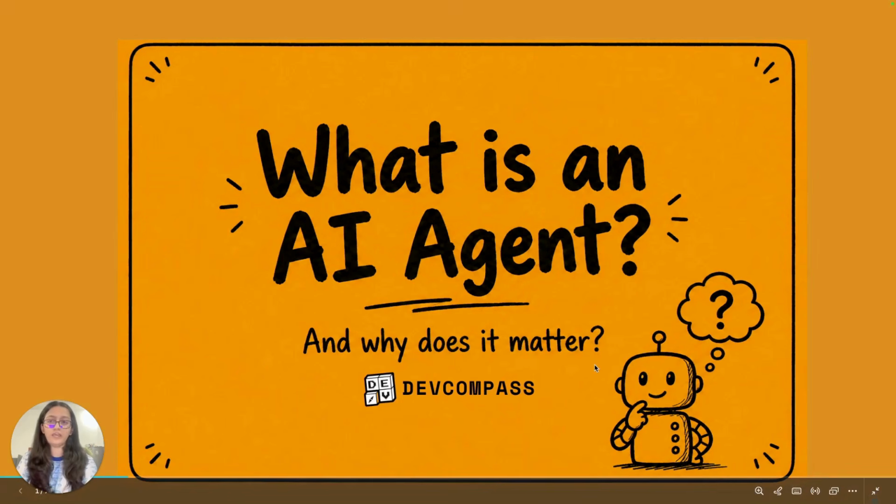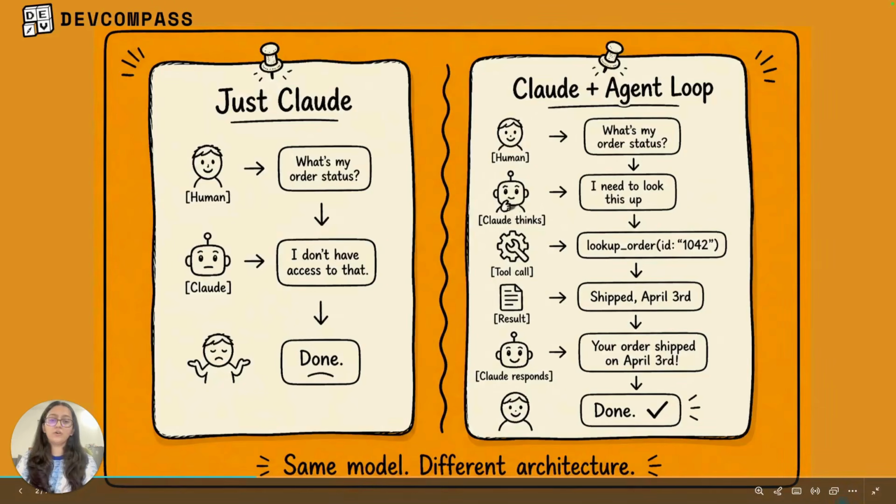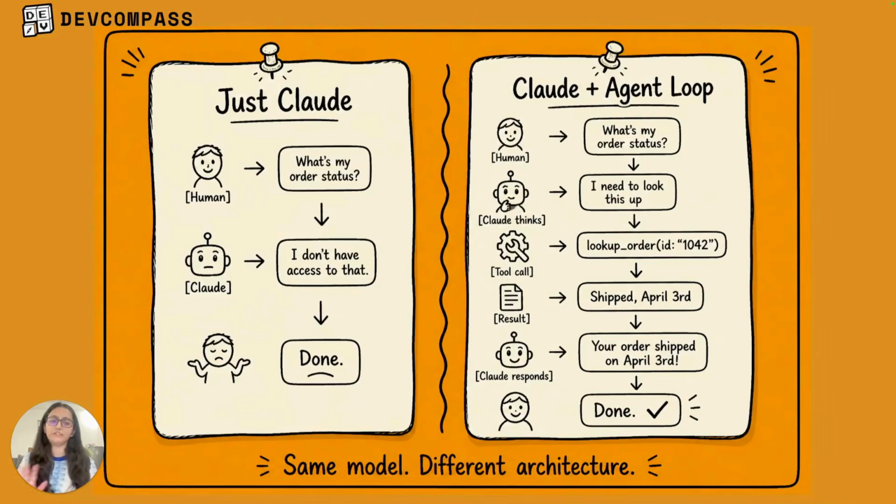If we look at this particular slide, here's the simplest way to see the difference. Look at the two cards on the screen, left and right. The left card says just Claude, no agent. A user asks, what's my order status? Claude responds, I don't have access to that. Done. One round trip, the conversation ends. Claude gave the most honest answer it could. It doesn't know your order status. It has no way to find out. So it says so, right? Useful in some contexts, but for a customer support system, that's a failure.